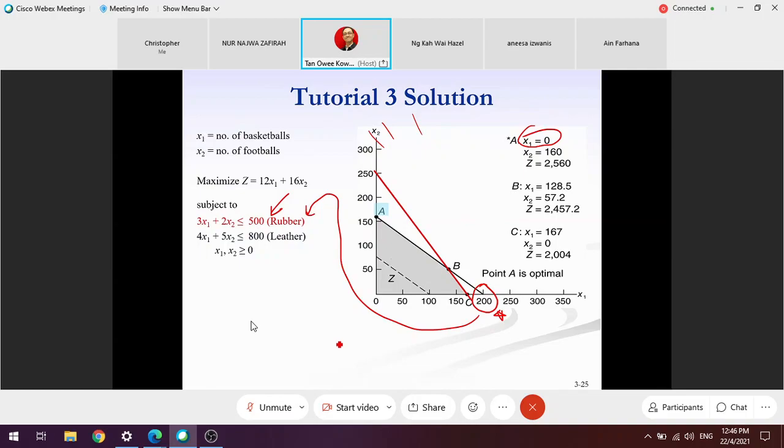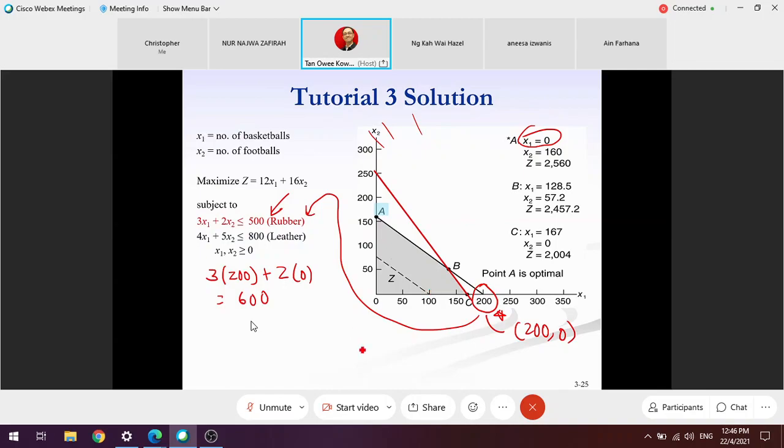Okay. So what is this? 3x1 means 3 times 200 plus 2 times 0. Why? Because this point is 200, 0. Okay, alright. Saya dapat 600.